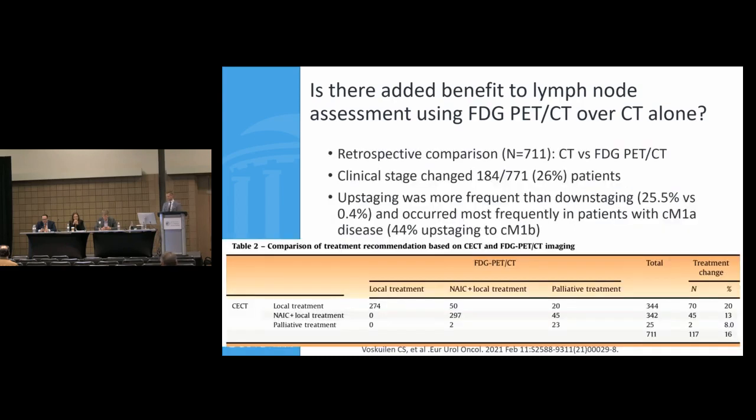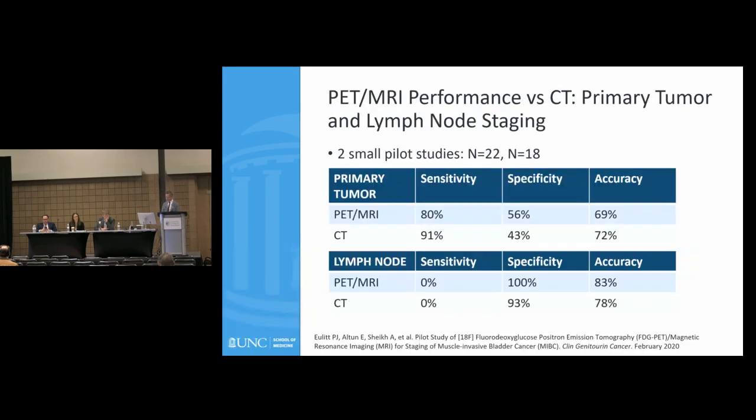contrasted CT alone. Perhaps the largest retrospective study in the literature just came out the other year from a German group, and they looked at 711 patients with the same kind of study design, in which all patients received a contrasted CT plus an FDG PET CT. You can see here the clinical stage changed in 25% of patients. As you can imagine, the vast majority of those were upstaged, given the performance characteristics of PET to determine lymph nodes. And then on the lower right here, you can see that overall, 16% of patients' treatment was changed based on the PET. Local treatment changed in 20, neoadjuvant chemo changed in 13, and palliative care treatment changed in 8%.